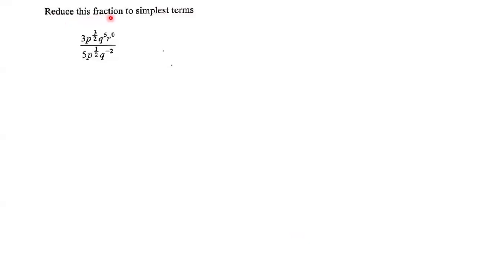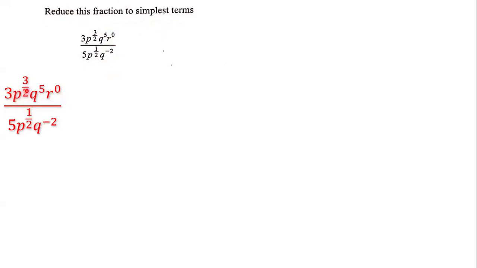Reduce this fraction to simplest terms. Here we have this fraction, and our goal is to reduce this fraction to simplest terms. Notice that we have 3 and we have 5, and we have p to the power of 3 over 2, and we have p to the power of 1 over 2, and we have q to the power of 5 and q to the power of negative 2, then we have r to the power of 0.